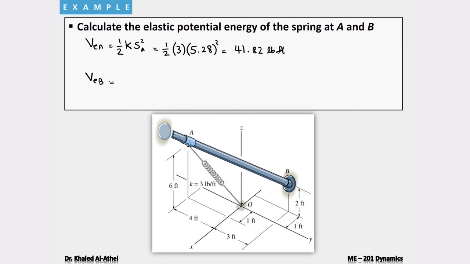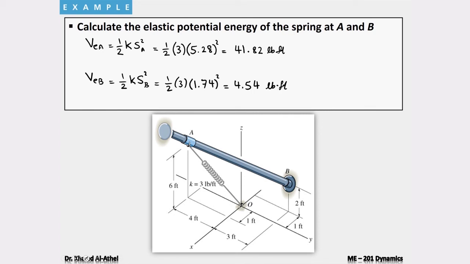Now V elastic B should equal half K SB square, so half. Everything is the same, 3, except the value of the S, and we computed this to be 1.74 square, and this should give me a value of 4.54 pound feet. Okay.